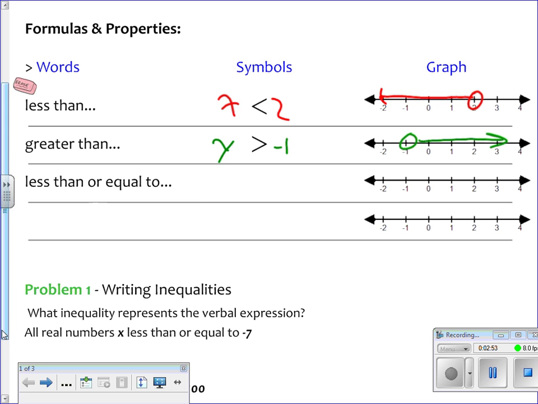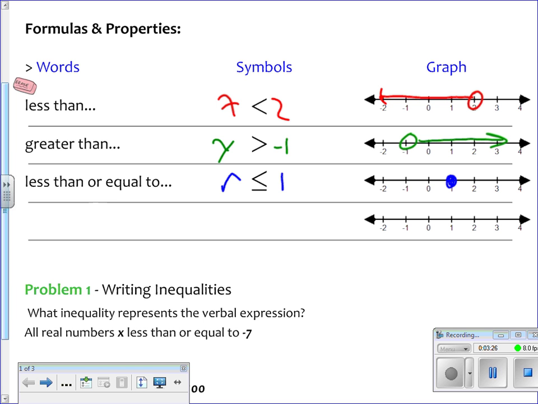Less than or equal to. Slightly different symbol. Not just everything less than, but or equal to. The little extra line on the bottom means it can be that number. So I have r is less than or equal to 1. Or equal to means it can be 1, which means I have a dot on 1.